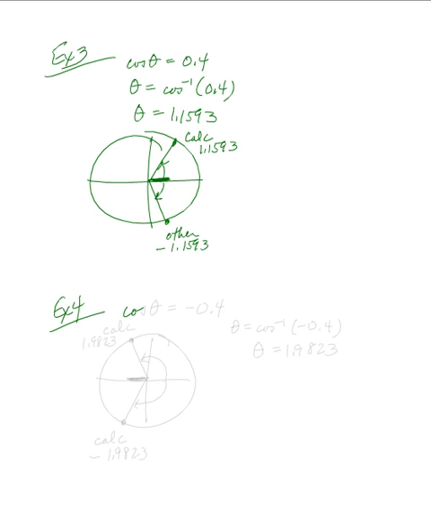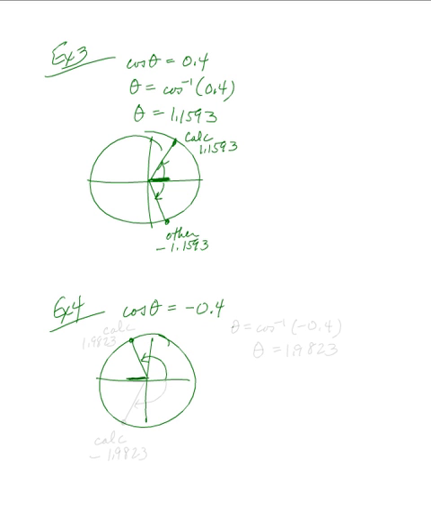Example 4. Where is the cosine of an angle negative 0.4? So you're asking the question, where is the x-coordinate a length of negative 0.4? The calculator can only give you the first answer between 0 and pi. So somewhere here, it's going to say right there. This is the rotation, right?